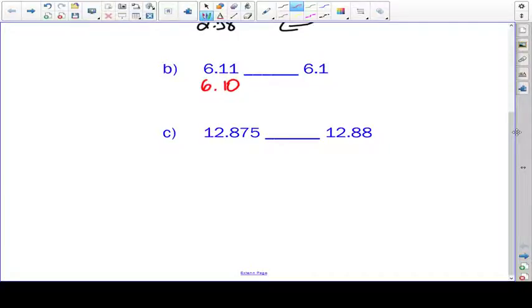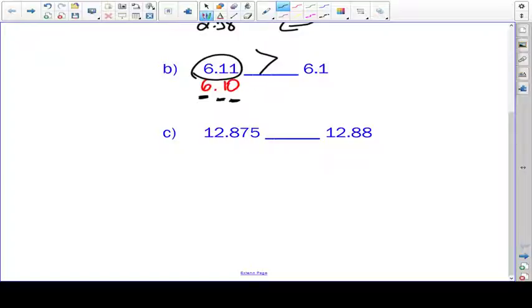Now, if we compare them, we see that here they're both 6s. Here they're both 1s and the decimals are lined up. And then we have to go to that second decimal place and we see that there's a 1 here. So therefore 6 and 11 hundredths is greater than 6 and 10 hundredths.